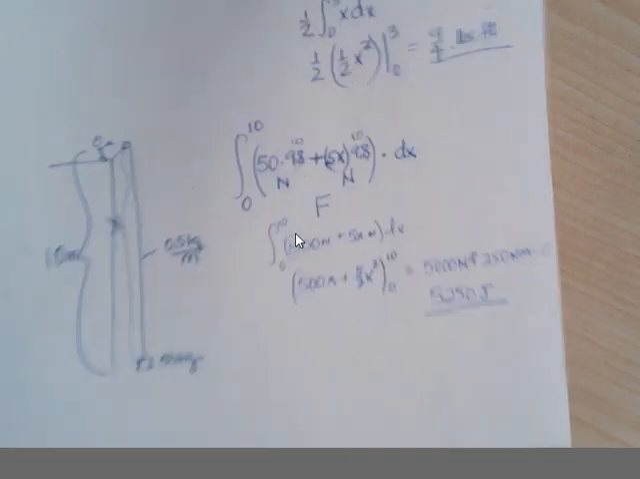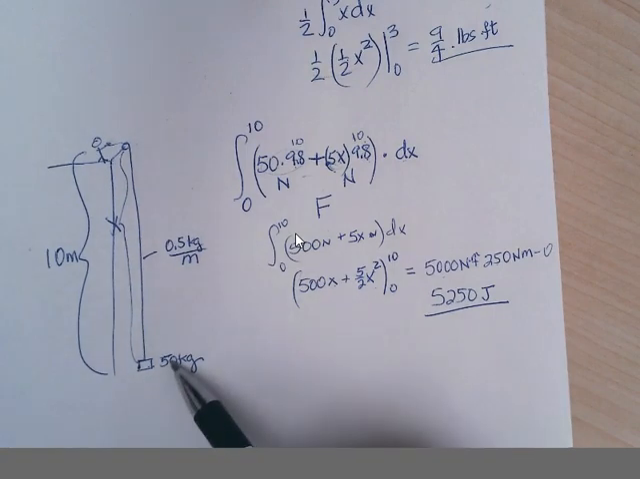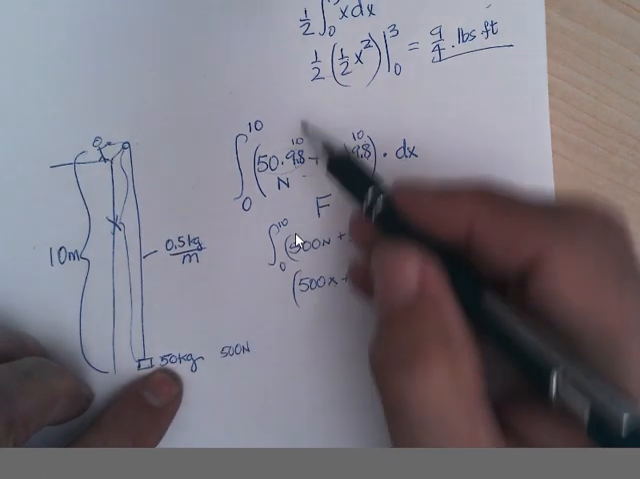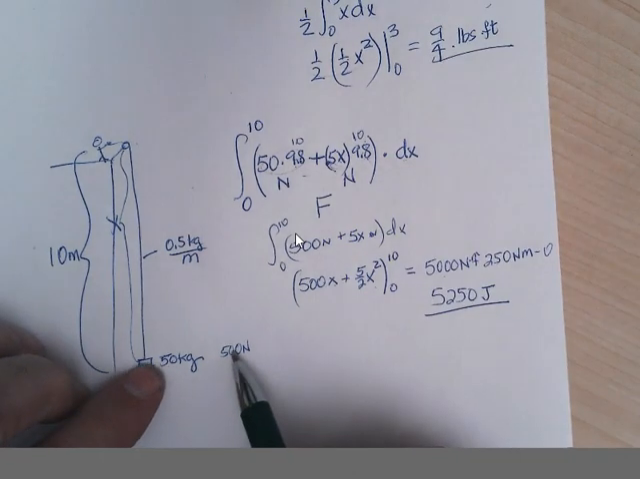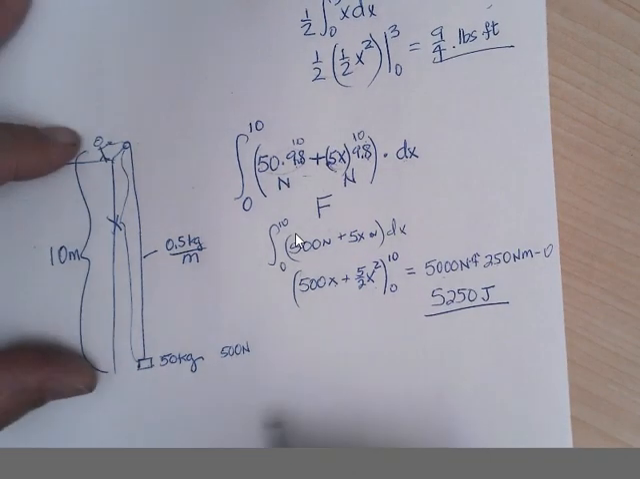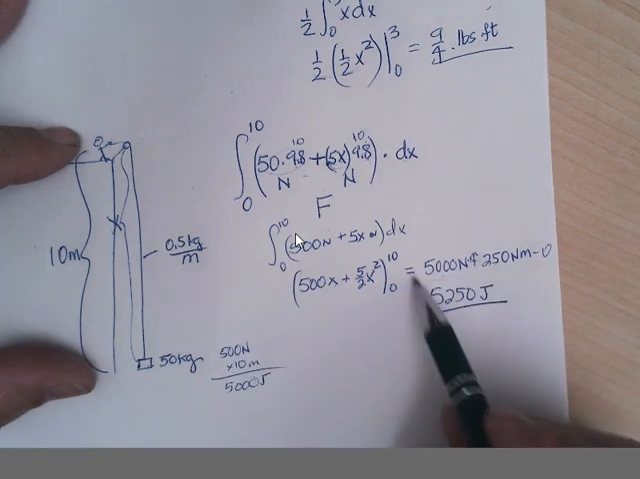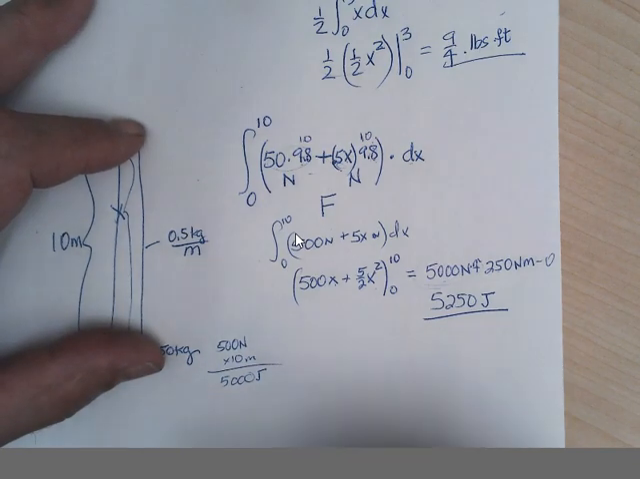Okay, now I could have gotten that answer another way. I could have said, I'm lifting 50 kilograms, which weight would be 500 newtons if I use 10 instead of 9.8. So I'm lifting 500 newtons, 10 meters. So that's 5,000 Newton meters or joules. That's this part. And then I'm lifting the rope, but that changes.